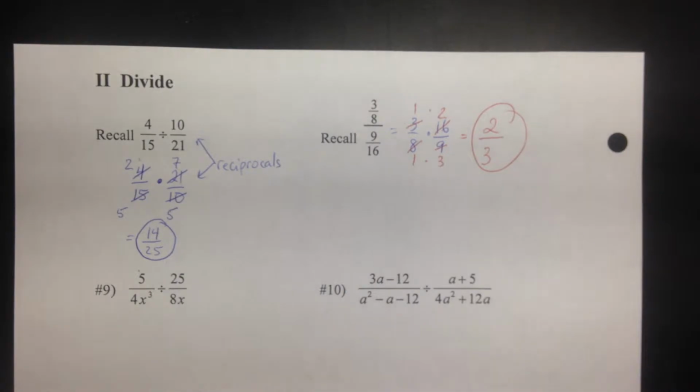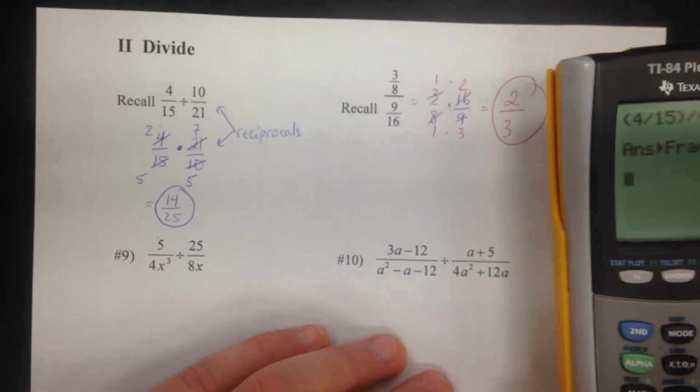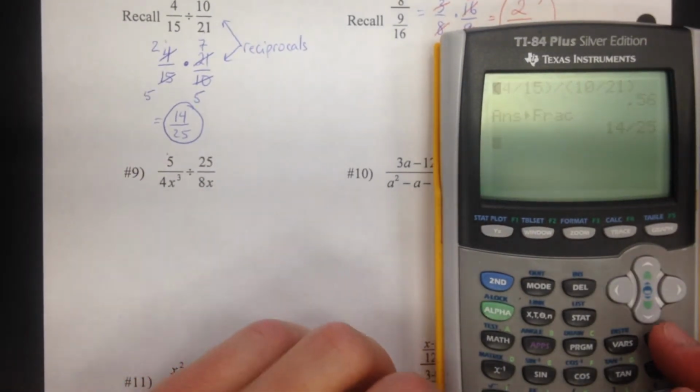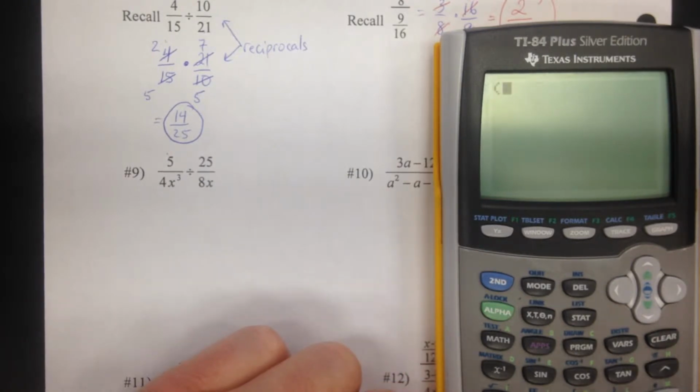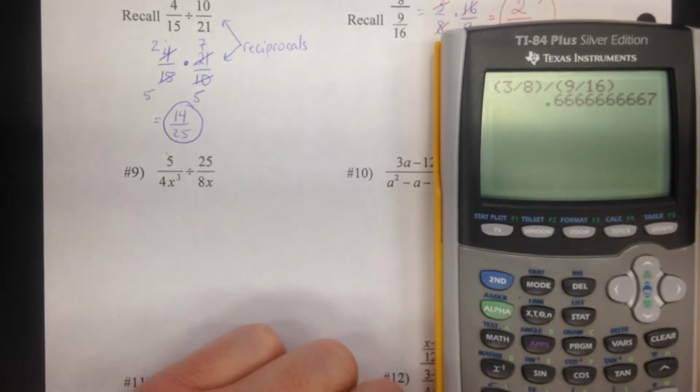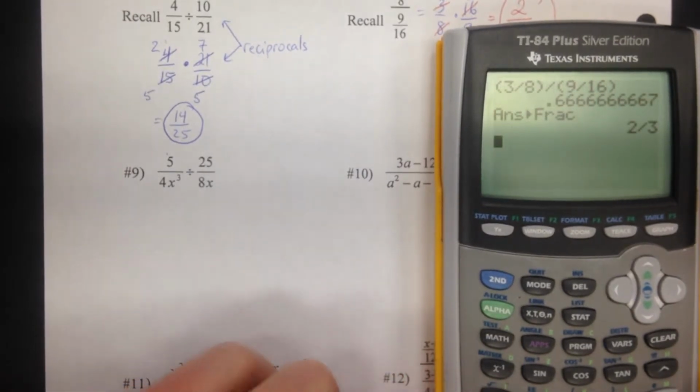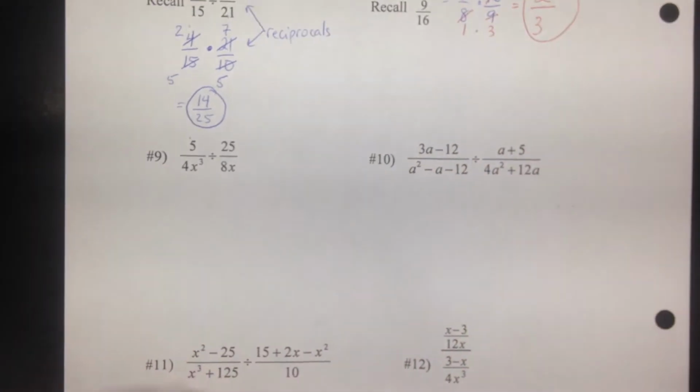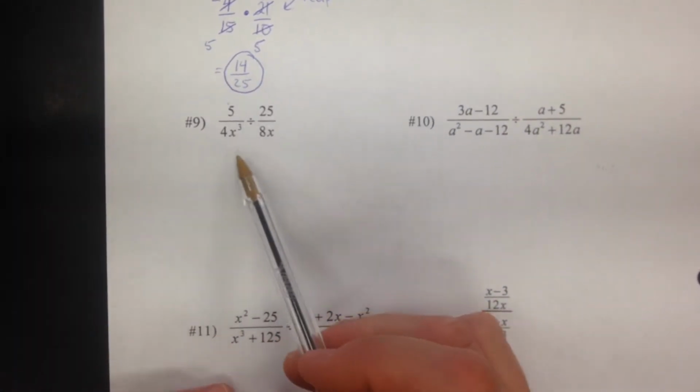Okay, again, you could do this on the calculator. When you type a fraction, make sure you use parentheses. So 3/8 in parentheses divided by 9/16 in parentheses, which is 2/3. Okay, everything's good. All right, so now let's look at examples with variables.